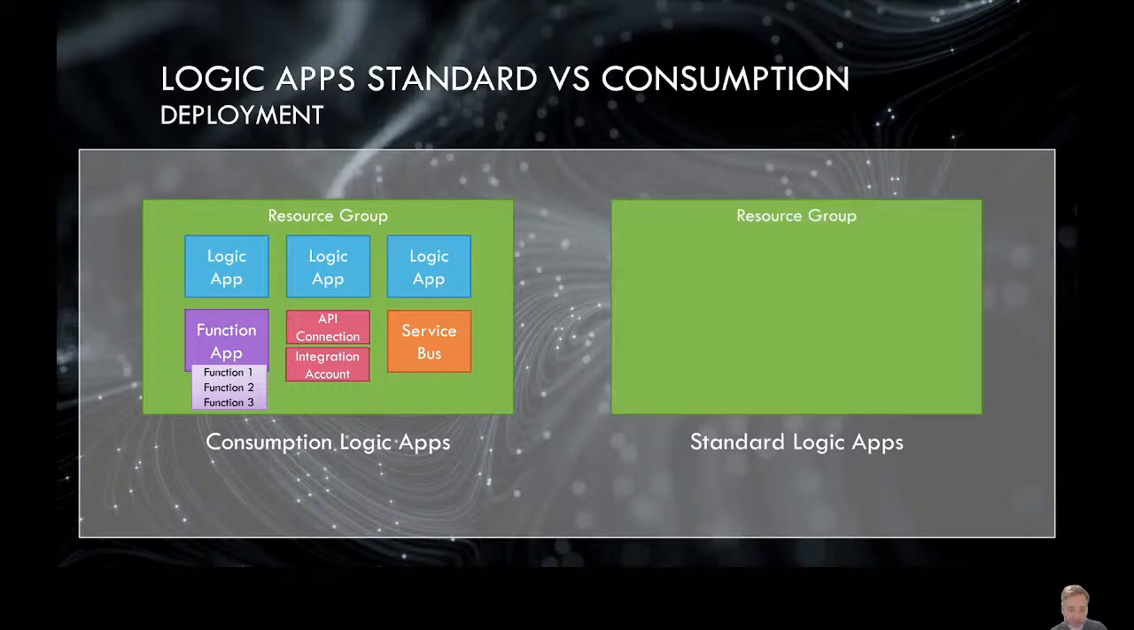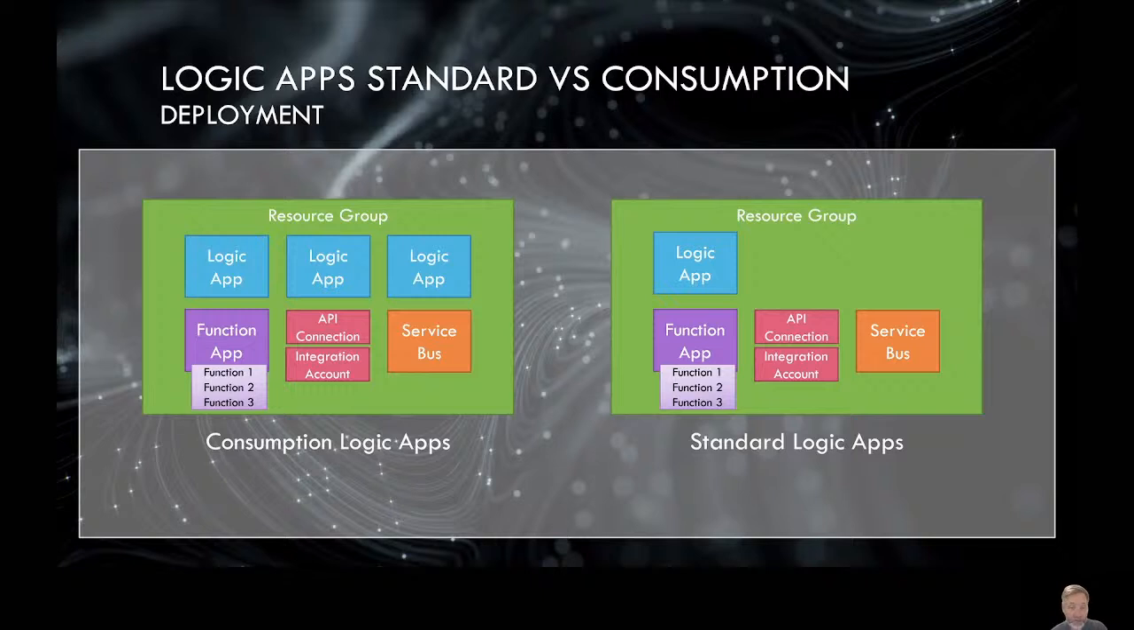With Standard Logic Apps, it's a little bit different. We still have the resource group, we still have everything else that's the same, but now instead of 3 separate Logic Apps, we've got 1 Logic App with 3 workflows in it. So it's important to know that the word Logic App has been overloaded in this case, because in Consumption, the Logic App is both the workflow and the infrastructure to support that workflow. But in Standard, the Logic App is just the infrastructure to support, and then the workflows are separate. And so you deploy them separately.